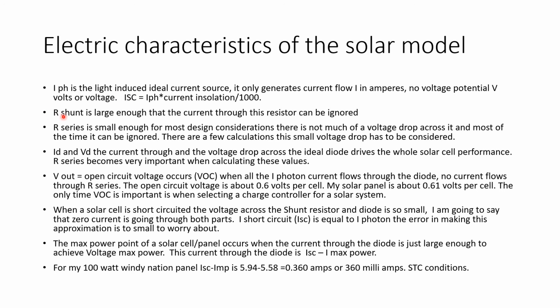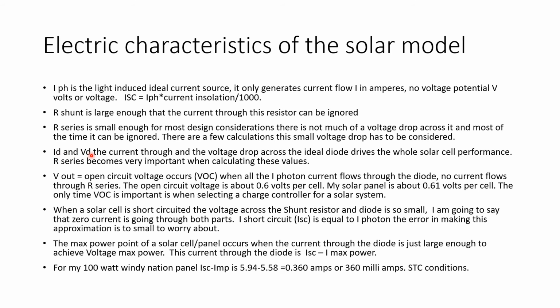In most cases, our shunt is large enough that the current through this resistor can be ignored. It does have some effect, but most of the time we can ignore it. Our series is small enough for most design considerations. There's not much of a voltage drop across it, and most of the time it can be ignored. There are a few calculations where the small voltage drop has to be considered.